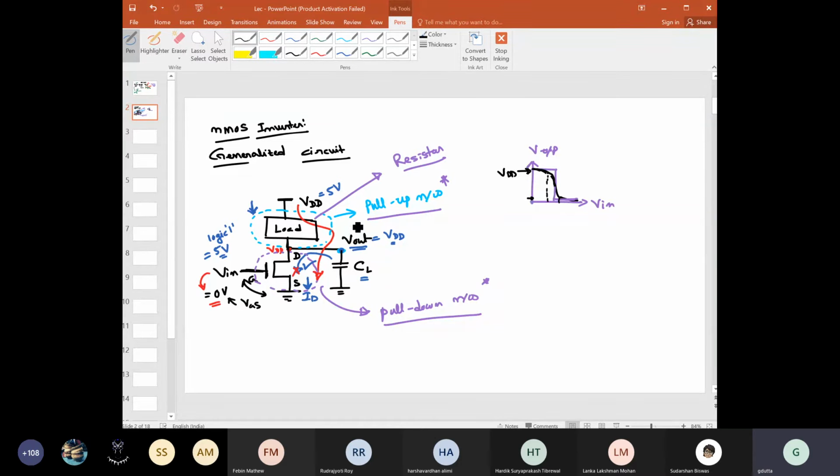But before going to those many details, let us first understand from these practical VTC characteristics what the points are. Because if you do not understand what those points are, then it will be difficult for us to compare different inverter designs.